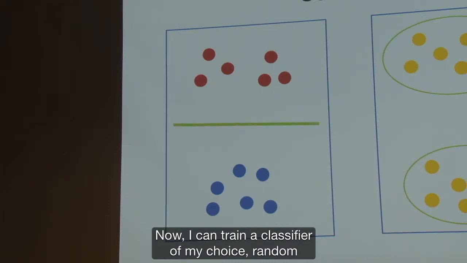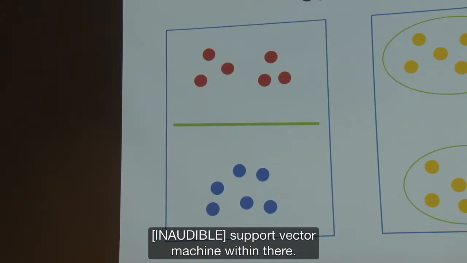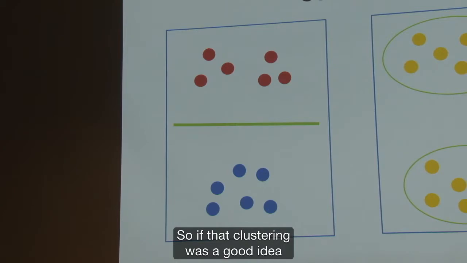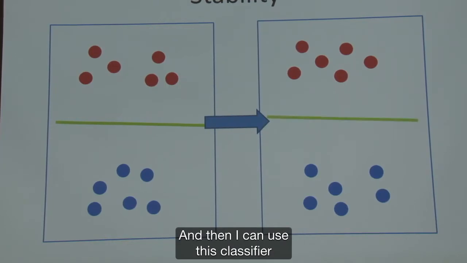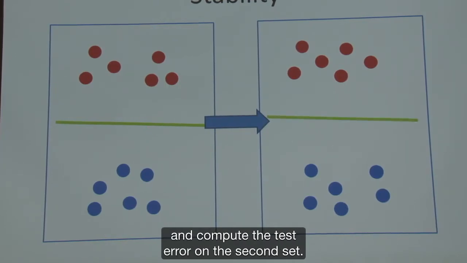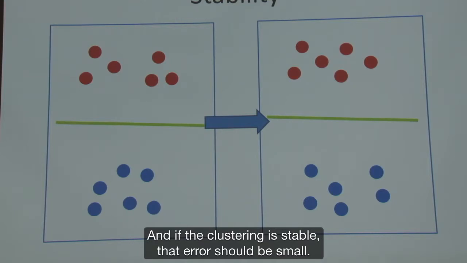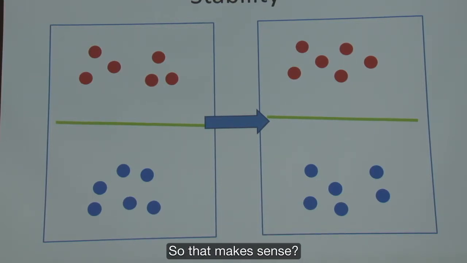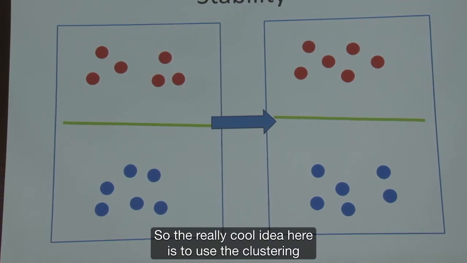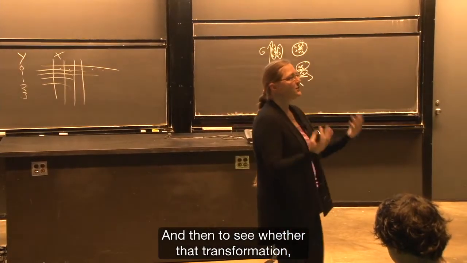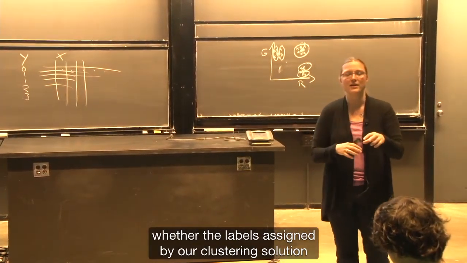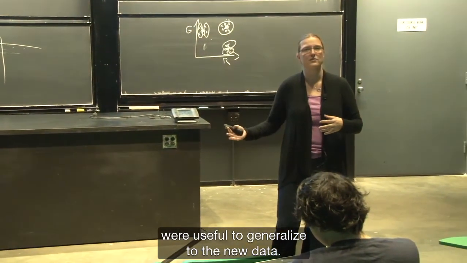Now I can train a classifier of my choice. Random forest, support vector machine, we've been there. So if that clustering was a good idea and is comparable to that clustering, now I can turn this also into a supervised set. And then I can use this classifier and compute the test error on the second set. And if the clustering is stable, that error should be small. Does that make sense? So the really cool idea here is to use the clustering to transform our unsupervised problem into a supervised one. And then to see whether that transformation, whether the labels assigned by our clustering solution, were useful to generalize to the new data.